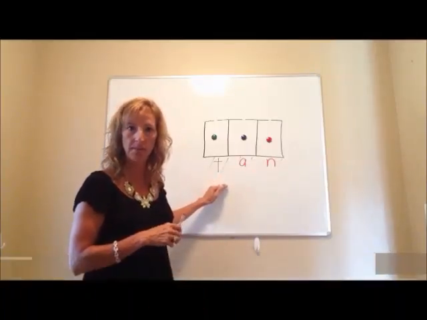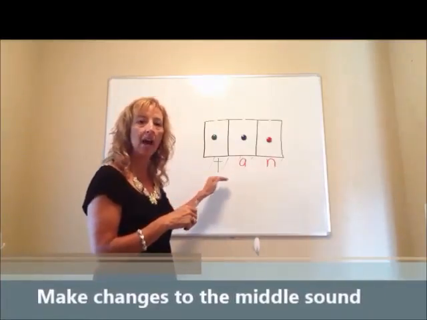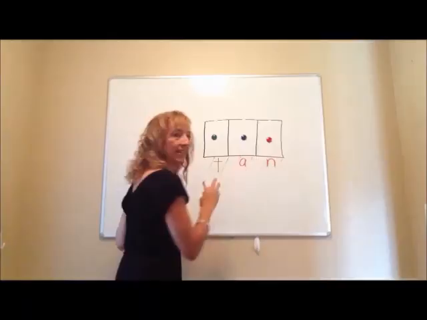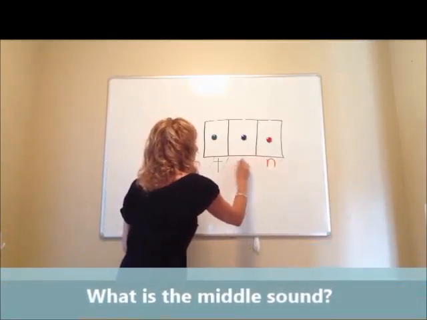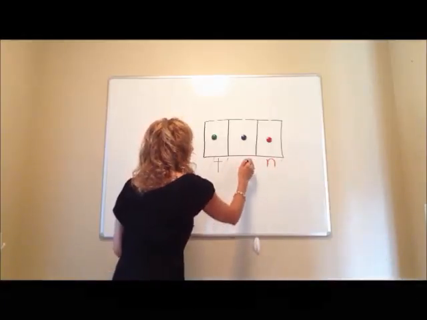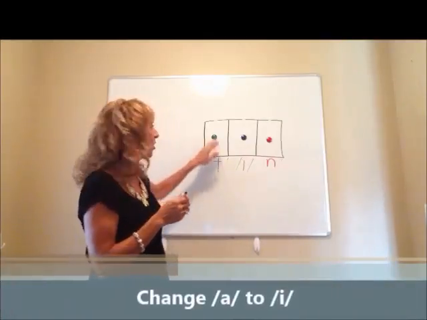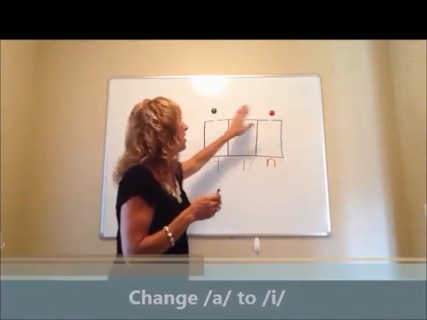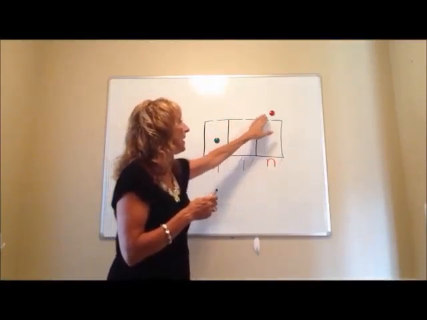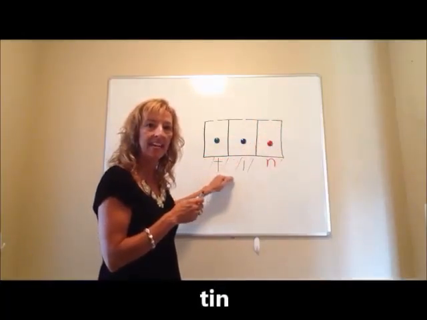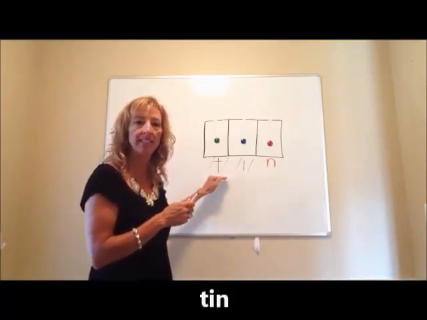Now let's change the middle sound. We have the word tan. Now we're going to change this middle sound. What is the middle sound? Ask students, and they will say a. And then we're going to change the middle sound to i. When we change the middle sound to i, we now have a new word. The new word is tin. So we change the word tan to tin.